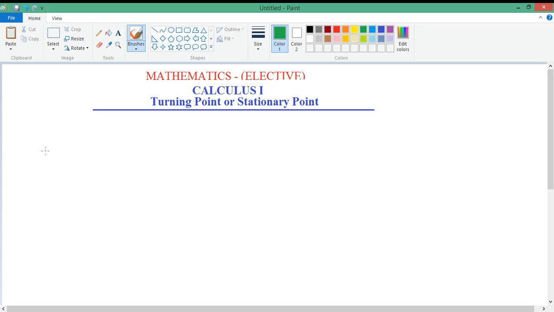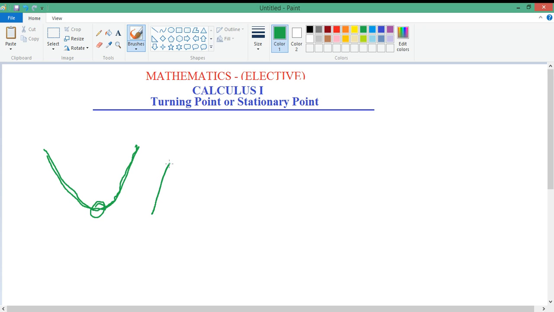For instance, if I draw this curve, this is a quadratic curve. As my hand comes down, there is a particular point where there is a changeover, then my hand begins to go up. So the point at which there is a changeover is what is known as a turning point.